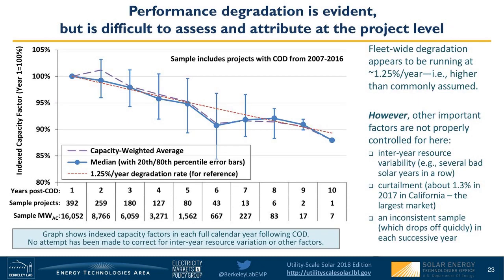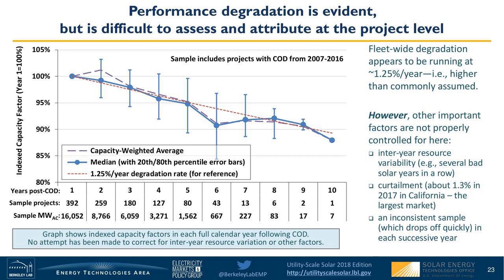Finally, for capacity factors, we've now amassed enough project level data that we can start to look at performance degradation over time. And as you can see here, whether you look at the capacity weighted average or the median line, there definitely seems to have been degradation. The red dashed line here suggests that performance seems to be degrading at an average rate of about 1.25% per year, which is significantly more than is commonly expected.